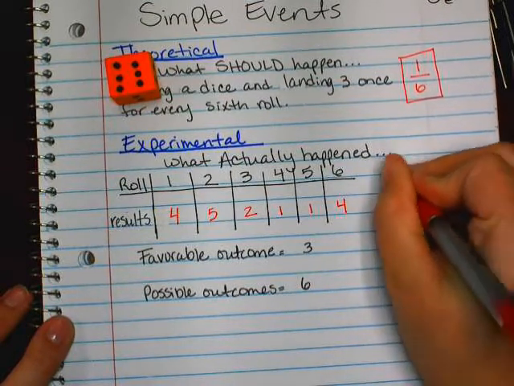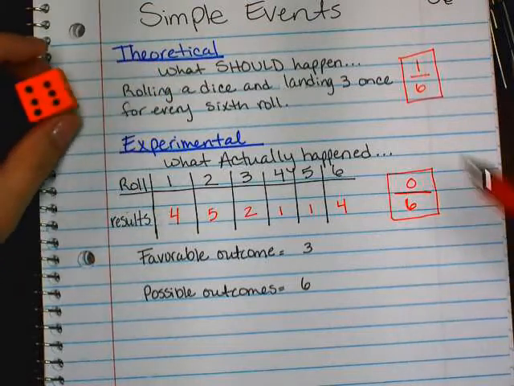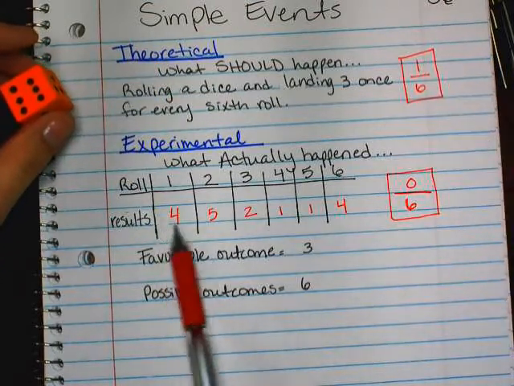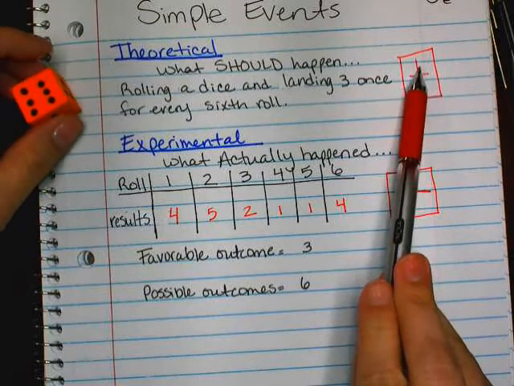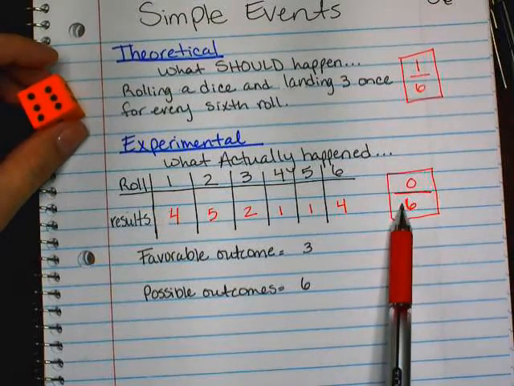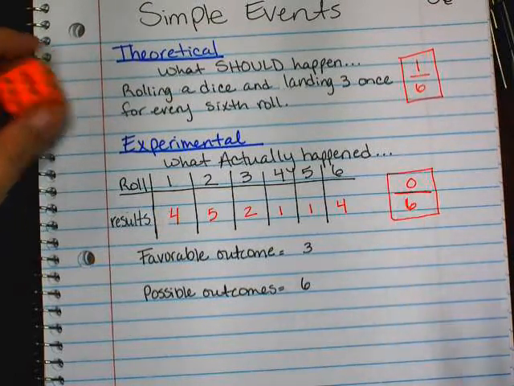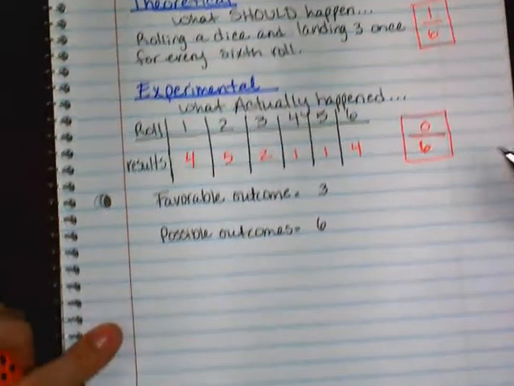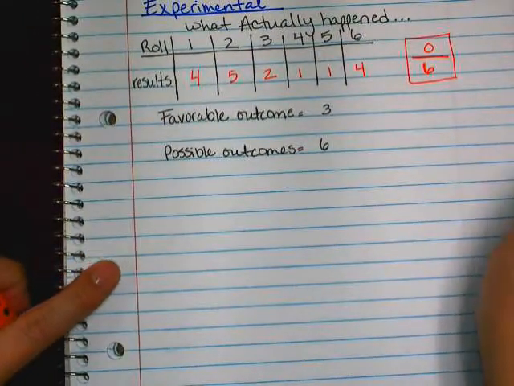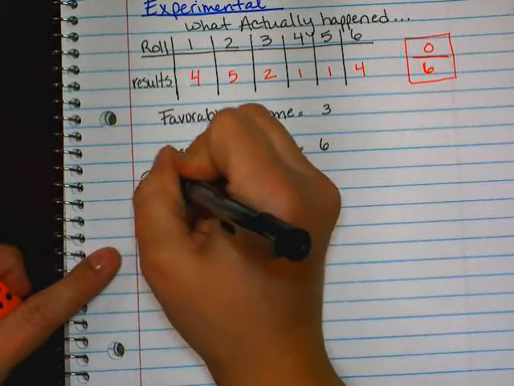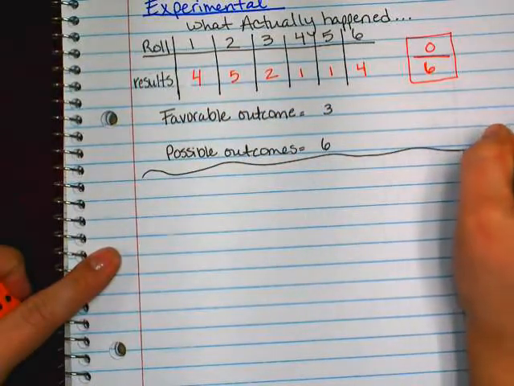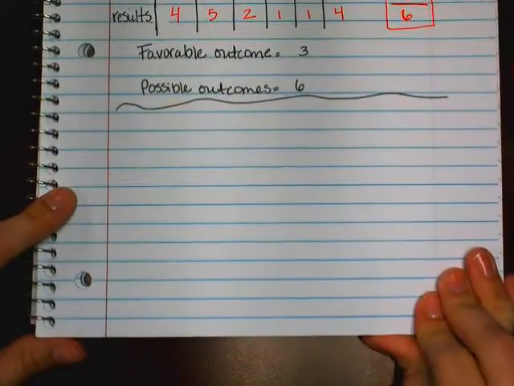And that's how you know the difference between theoretical and experimental. Theoretically, after rolling it 6 times, we should have landed on a 3 at least once. Did that actually happen? No. However, when it comes to probability, the more times you do it, the more likely you're going to get that kind of result. So it's a matter of time that it'll happen.